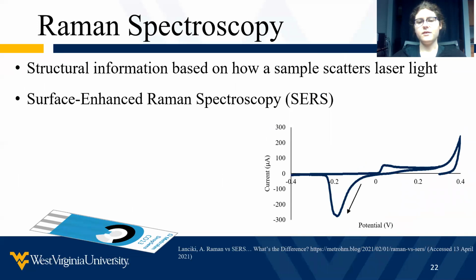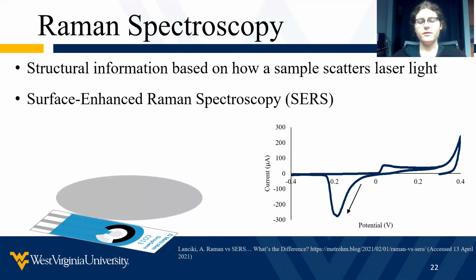So since I've been talking about electrochemistry, I'd like to talk a little bit more about Raman Spectroscopy. Raman Spectroscopy provides us structural information about a compound based on how it scatters laser light. And there's a phenomenon that's known as surface enhanced Raman Spectroscopy. So the surface you are on matters.